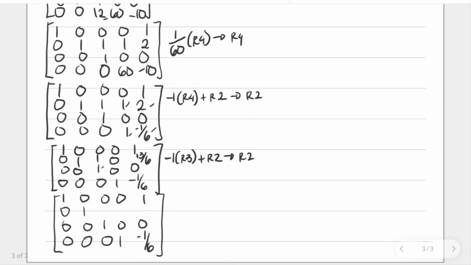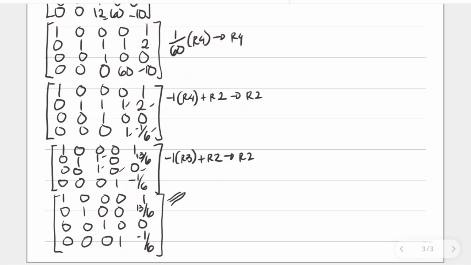Negative 1 times 1 is negative 1 plus 1, 0. Negative 1 times 0, so it will not change. Negative 1 times 0 plus 13/6 is still 13/6. Look at our final result. This is already in a reduced row echelon form. Okay, look at the values of leading 1, and for all the columns, for the first column to column 4, aside from 1, all other entries are 0.